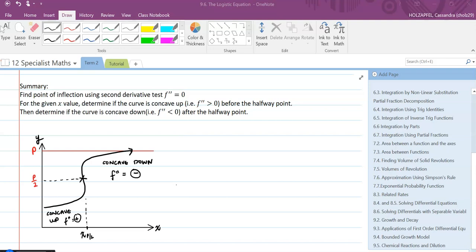All right, so that's how we determine the difference between exponential growth versus logistic growth curves.